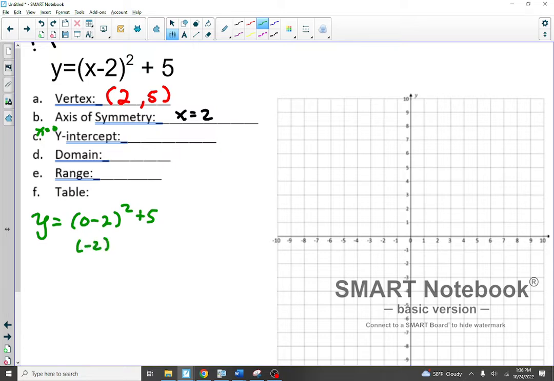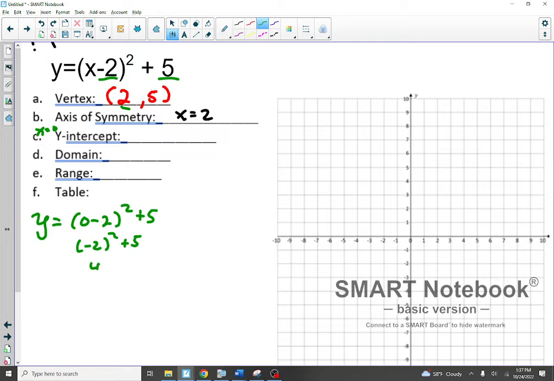Wait, is it the same thing as negative b over 2a? Look at the axis. No, the axis of symmetry is just the x of the vertex. So the vertex is this number flipped, comma this number. Vertex form is really easy for finding the vertex. The axis is just this number, whatever your x value of the vertex is. They should always match. If they don't match, you know you made a mistake.